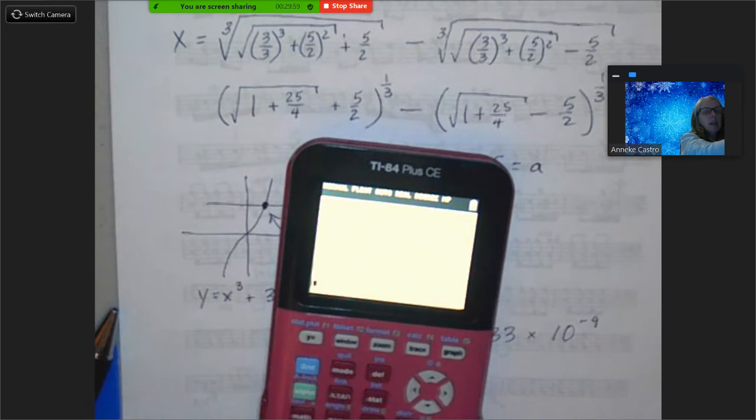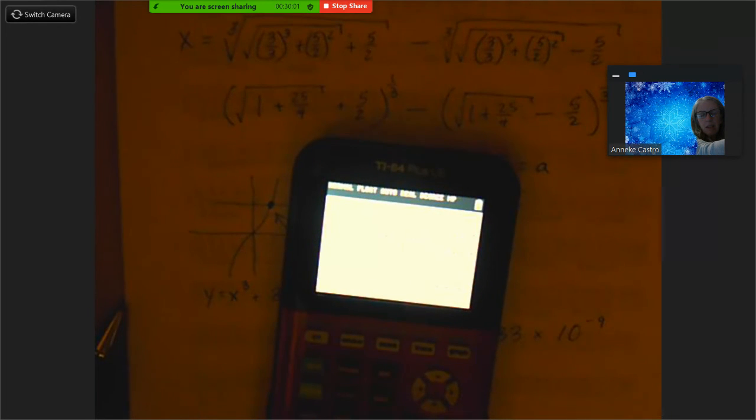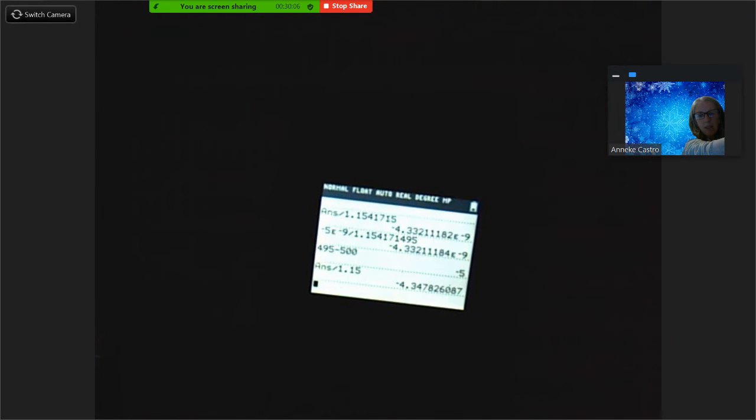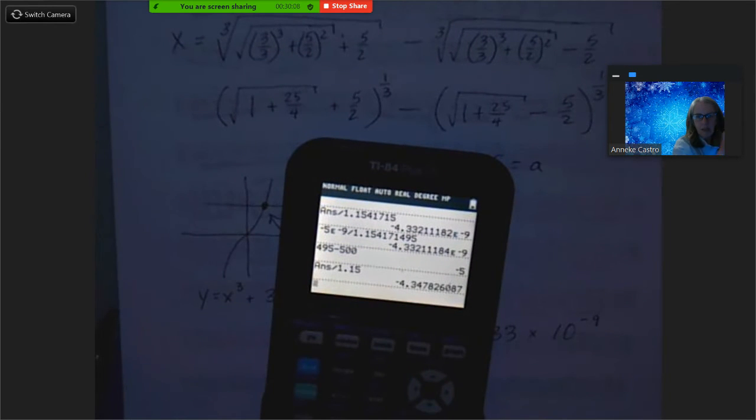Oh, and there we go again. You can't see it. I have to readjust the lighting. Yes, this is going to happen all semester. I got to figure this out. All right, so here we go.